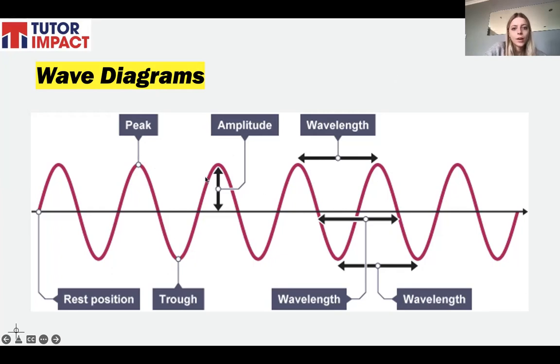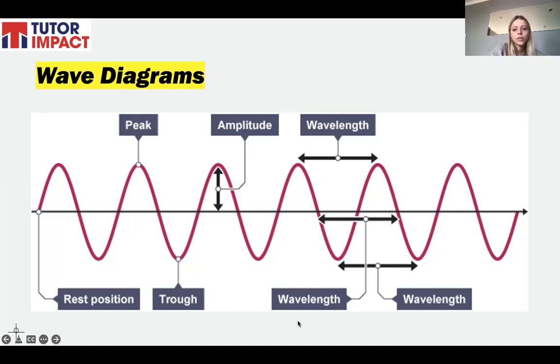The next thing on this diagram is the amplitude. And you'll remember that the amplitude is the maximum displacement of a point of a wave from its rest position. So the height of this movement above the line is the amplitude. This distance here represents the amplitude, and it's the maximum distance, so it's up to that peak point. It's the maximum movement from the rest position.